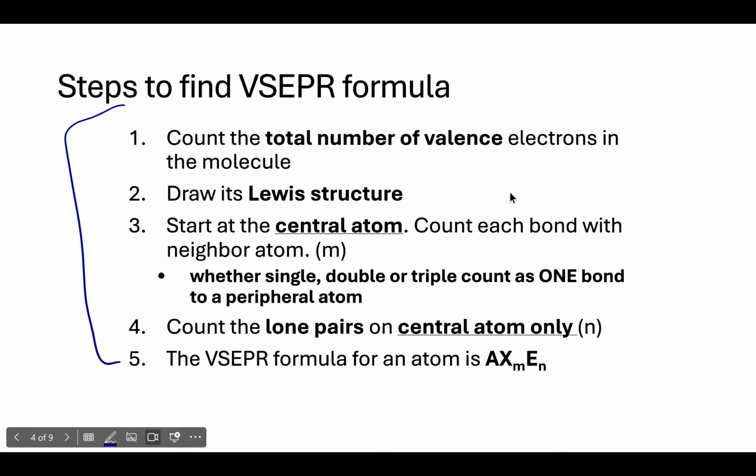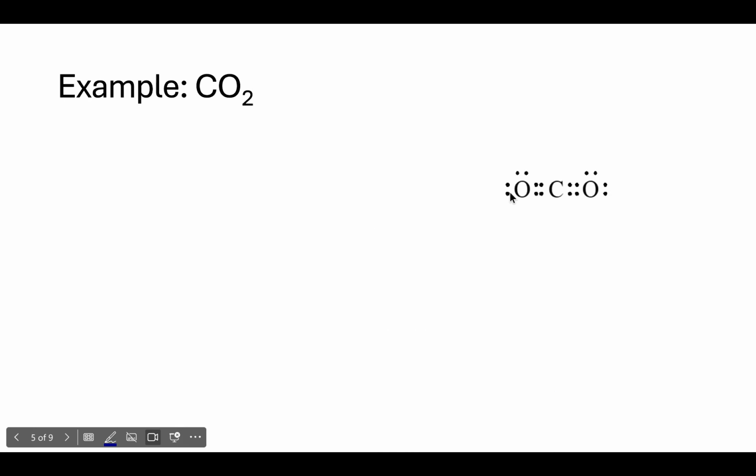The point of getting that AXE formula is that the AXE formula, depending on the numbers that we have for M and N, will give us a direct shape. And as long as we know the AXE formula and the shape, we'll always be able to draw what's happening.